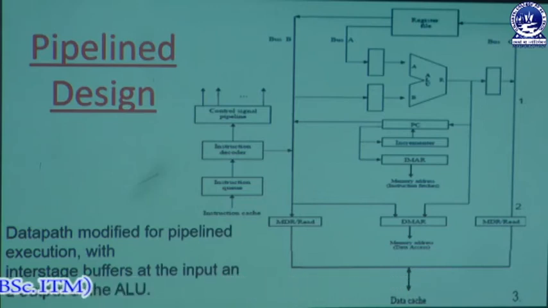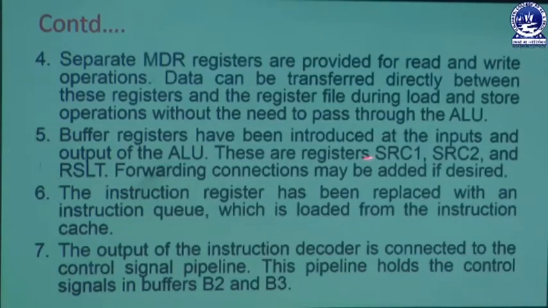So, the next concept is that buffer registers have been introduced at the inputs and output of the ALU. These registers are called SRC1, SRC2 and RSLT. We have seen that when we are writing some assembly language code, at maximum we are using 2 source operands and 1 resultant operand, or you can say 1 destination. So there are 3 registers which we have used in our organizational concept, or you can say in the previous diagram, that is our multibus organization. The registers are called SRC1, SRC2 and RSLT.